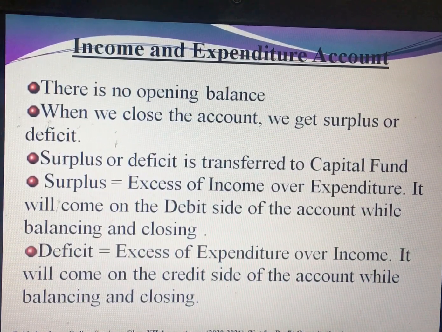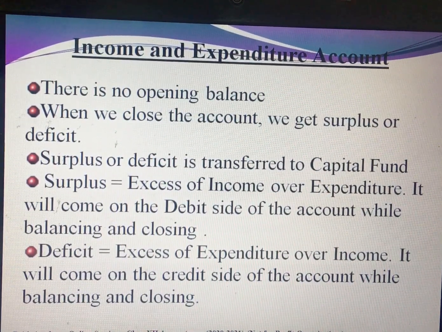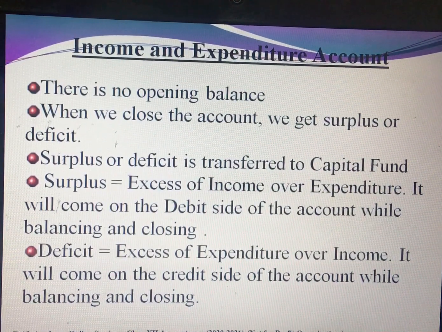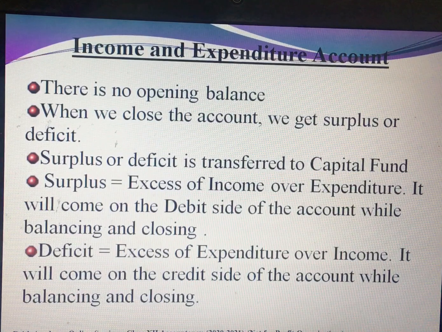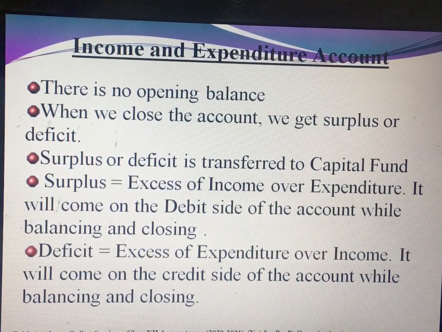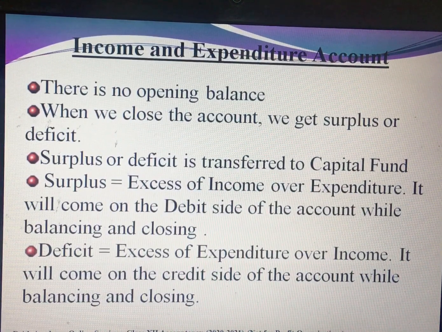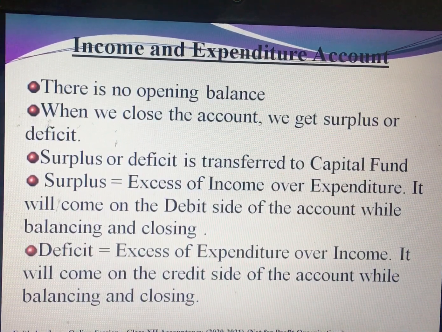When do we get surplus? We get surplus when income is more, expenditure is less. Income is shown on the credit side. So when credit side is more, debit side is less, balancing figure will come on the debit side. So surplus will be shown on the debit side of the account when we are balancing this ledger.